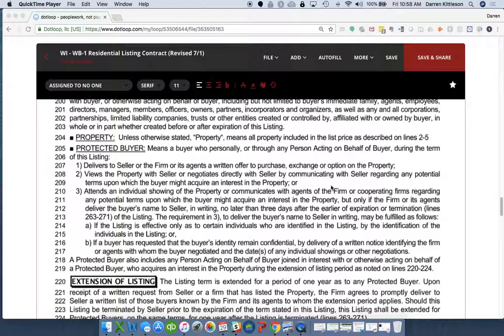Now, here's what I've always said to my sellers, and this happens. A sign goes in the front yard, someone drives by, they go knock on the seller's door, and they say, "Hey, I want to see your property." What I've always told my sellers to do is to hand my business card to that buyer and say, "You know what, I'm not comfortable with letting you in the property. My agent would be more than happy to talk with you and schedule a time for that."